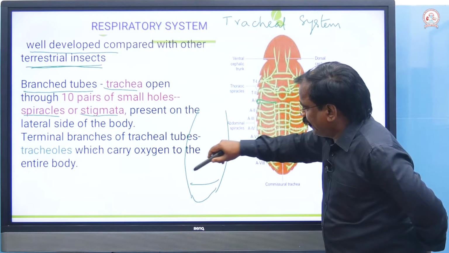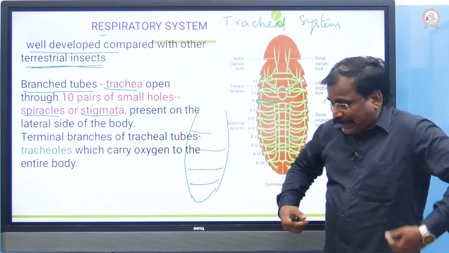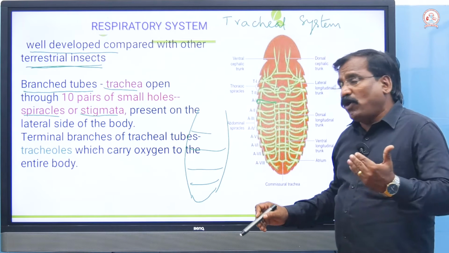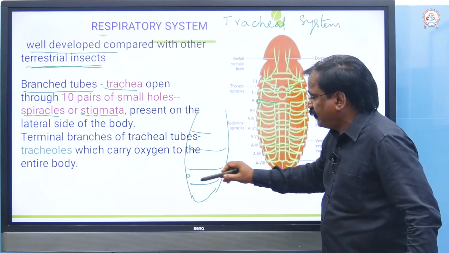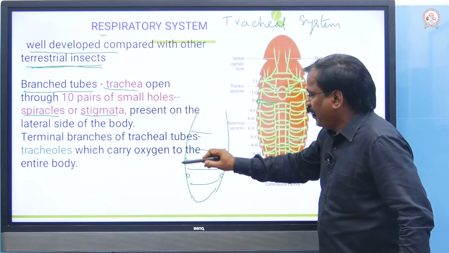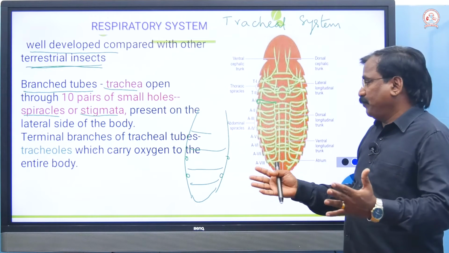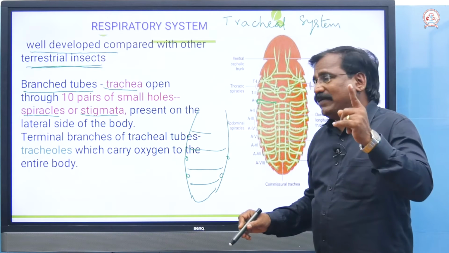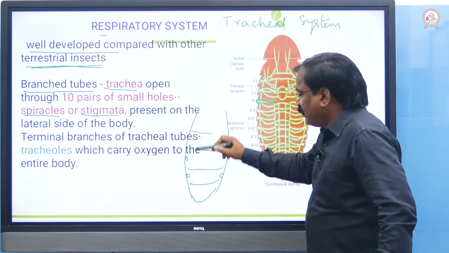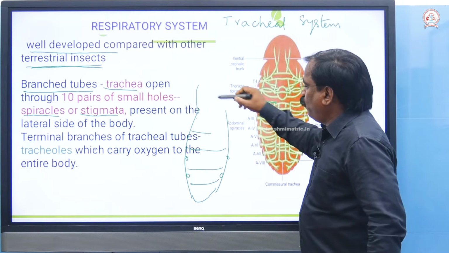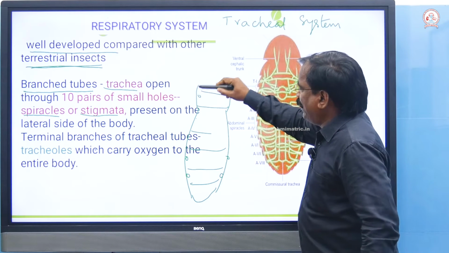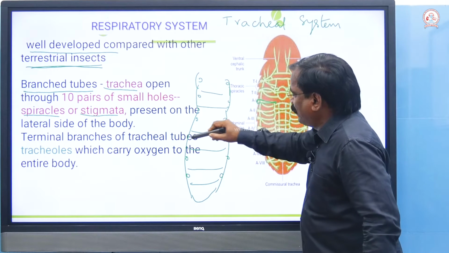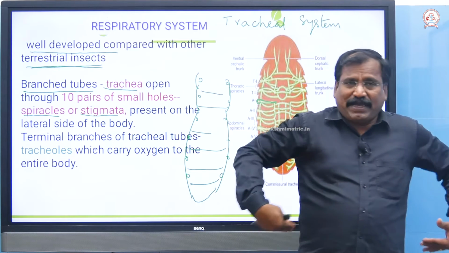On the lateral side of the abdominal segments, there is one pair of spiracles on each segment. The first 8 abdominal segments and 2 thoracic segments give totally 10 pairs of openings, called spiracles, that open on the lateral side of the body.